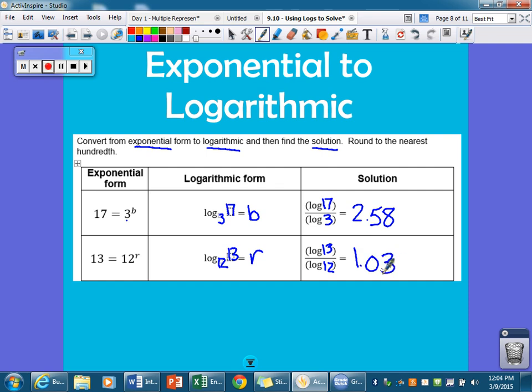So try the rest of those. Make sure you're changing it correctly. I've tried to mix it up a little bit, where the exponents are on one side and the answers are on the other. But again, whatever number is raised to the variable is your base, and then the answer goes right next to it, and then it equals the variable. So this is the first part. Try these out.